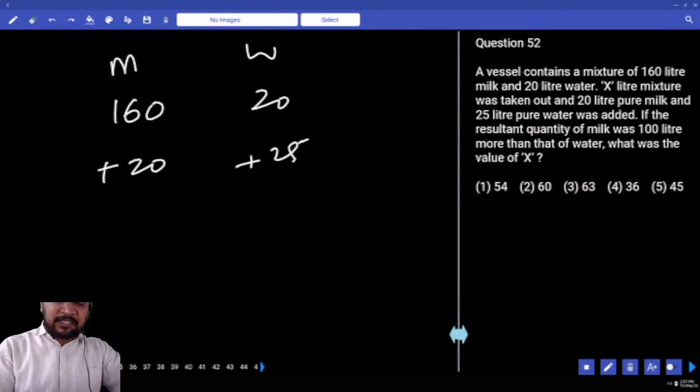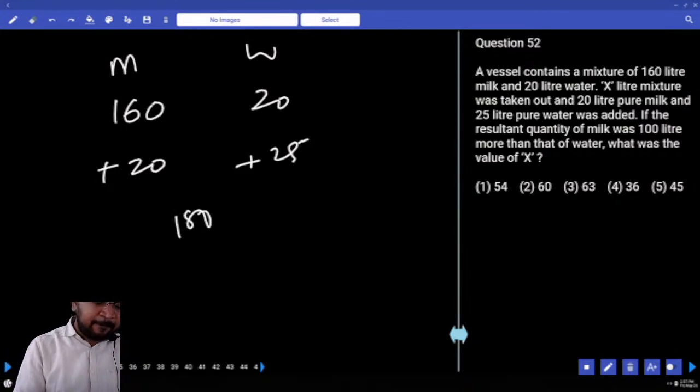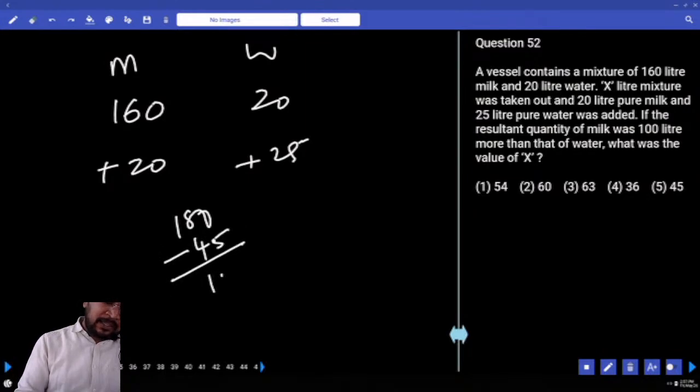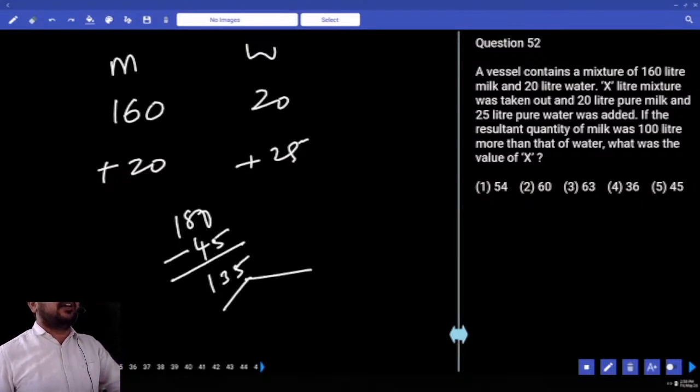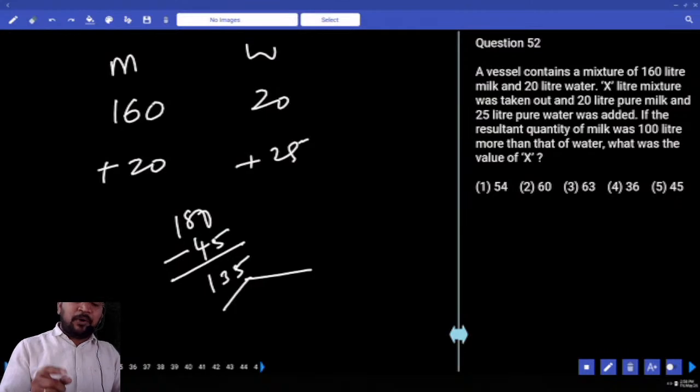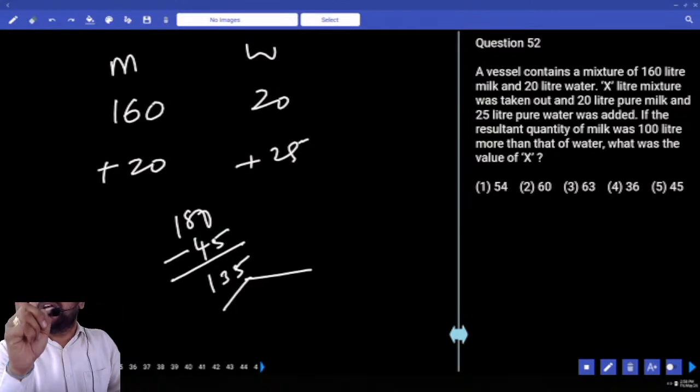If 45 liters is withdrawn, the total is 180 liters. If you remove 45 liters, the remaining will be what? 135. Are you clear? If you observe, 45 liters removed is out of 180. 45 is how much percentage of 180?